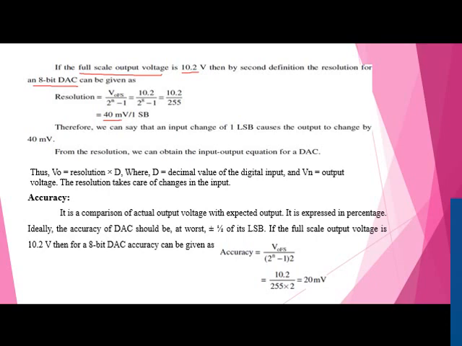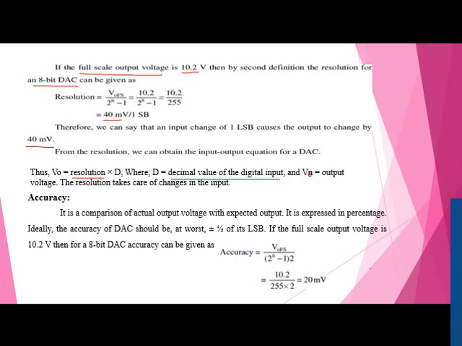Therefore, a change of 1 LS bit at the input changes the output by 40 millivolt. The output voltage is equal to resolution times D, where D is the decimal value of the digital input and V0 is the output voltage.